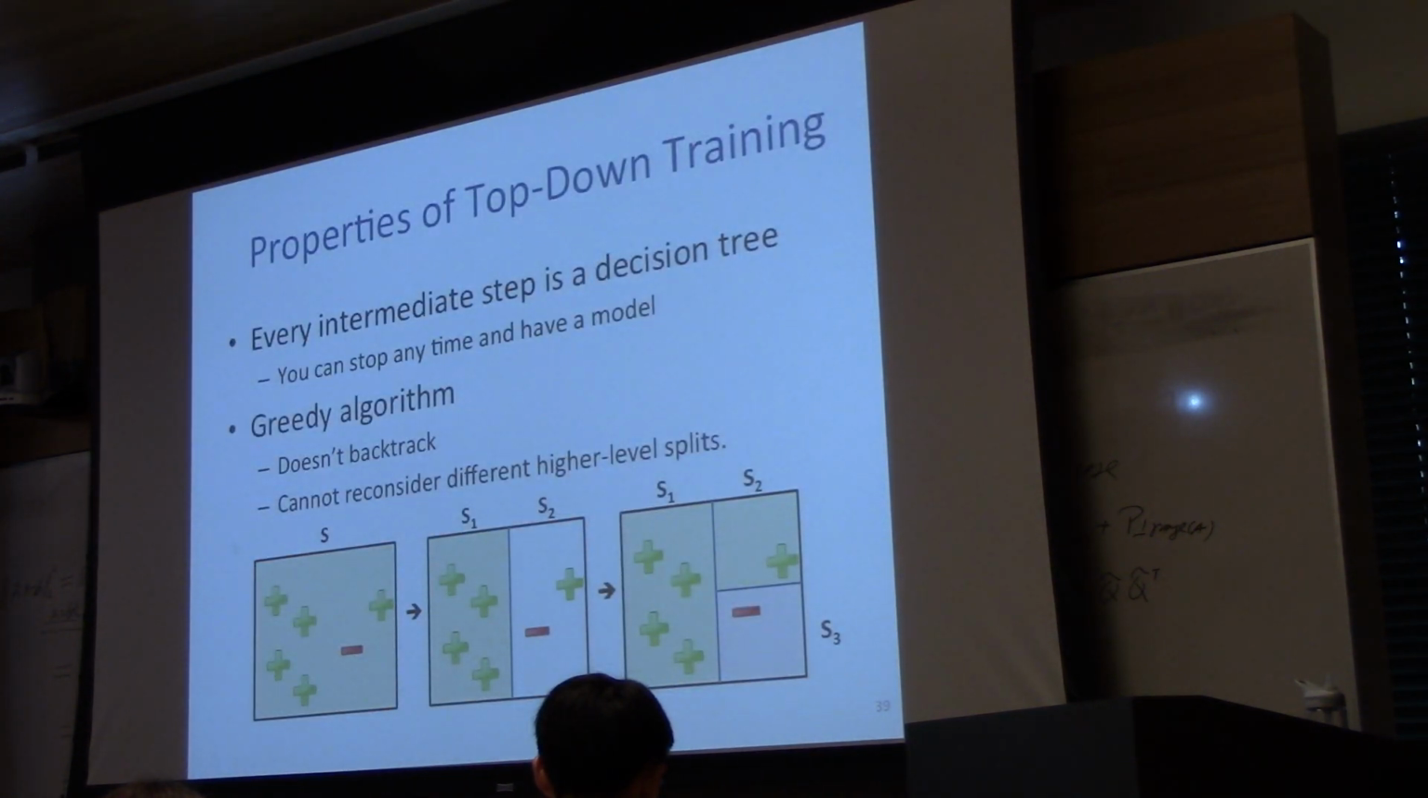So what are some properties of top-down training? Well, every intermediate step of top-down training is a decision tree, because all top-down training does is take a leaf node of your intermediate decision tree and split it into two leaf nodes. That's all it does, right? So you could stop at any time you want and have a decision tree. It's a greedy algorithm. What that means is it doesn't backtrack. So if you made a split, you cannot choose another split at this level. You can only make refinements of this split.